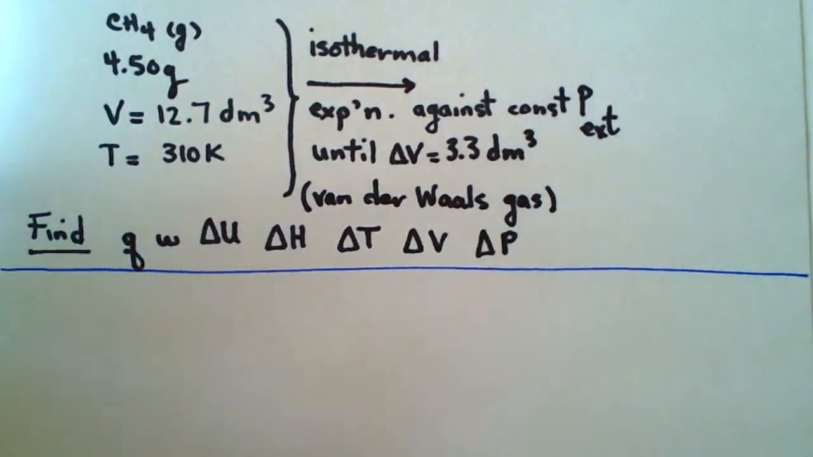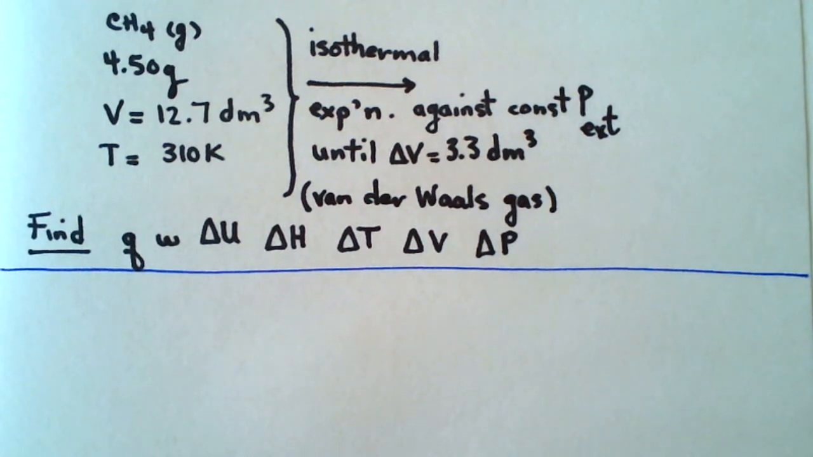Let's look at this question. Methane gas, 4.50 grams, occupying a volume of 12.7 liters or decimeter cubed at an initial temperature of 310 Kelvin. This time it's expanding isothermally against a constant external pressure until the volume changes by 3.3 decimeter cubed or liters.